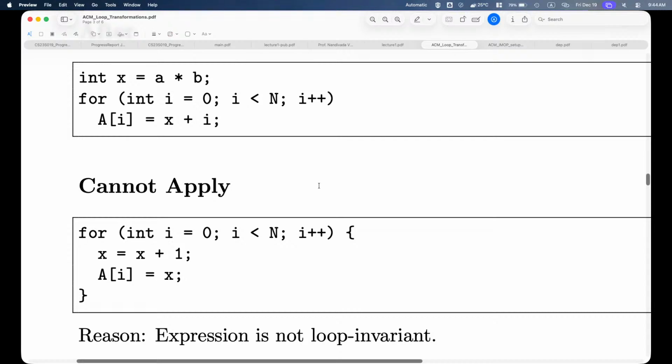So my code becomes, there is A sub I equal to X plus I, right? Somewhere here there was A sub I equal to X, which became T1 plus I, and Z equal to T3 plus I.